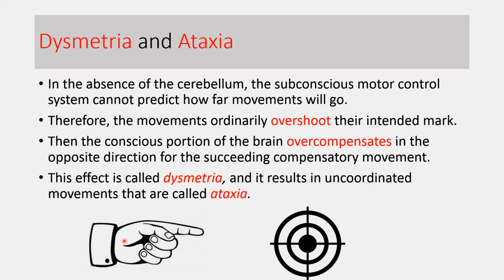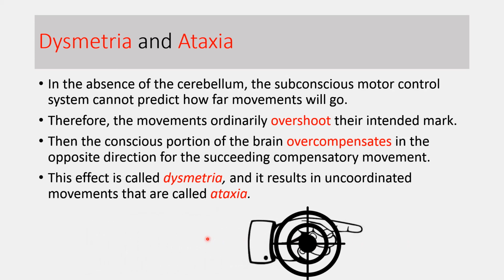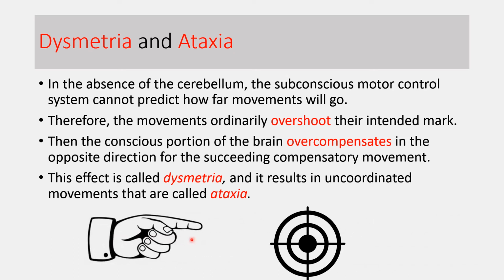Here we can see the movement of the hand towards the intended point, but the damping of the movement does not occur at the intended point, so it results in the overshoot followed by the overcompensation, that is known as dysmetria. So here we can see the overshoot which is followed by the overcompensation, and this is known as dysmetria.